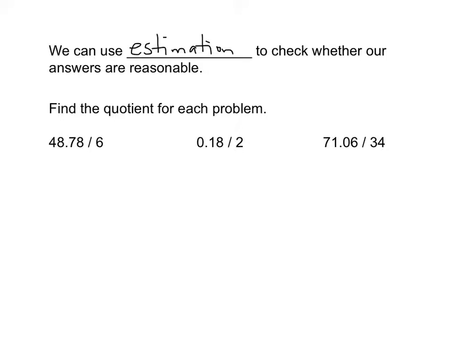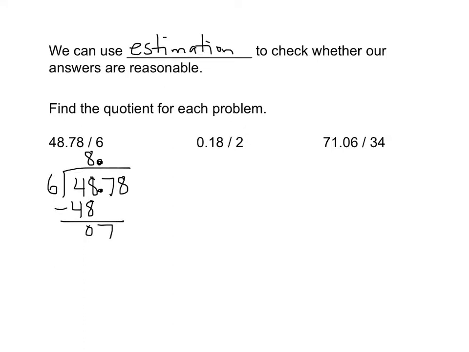So let's find the quotient for each problem. So our first one is we have 48 and 78/100ths, and we're dividing by 6. The nice thing when we're dividing a decimal by an integer or a whole number is you're simply going to do your division, and the decimal is just going to come straight up, and you're going to divide as you normally would with your long division. So 6 goes into 48 8 times, which would be 48, leaving us no leftovers.